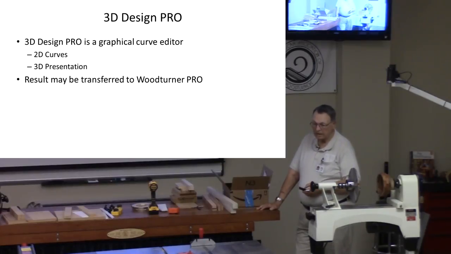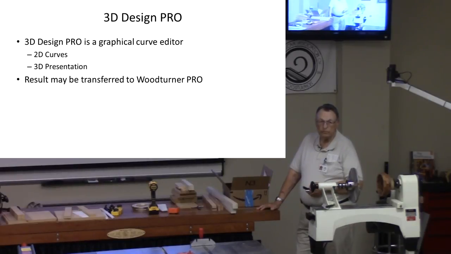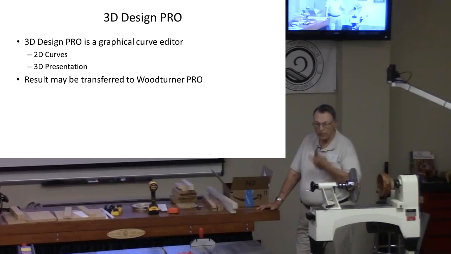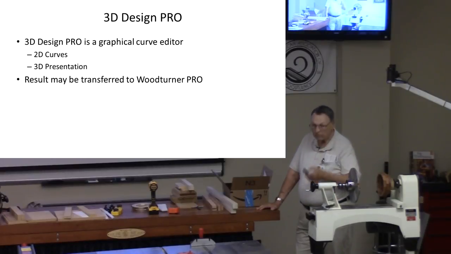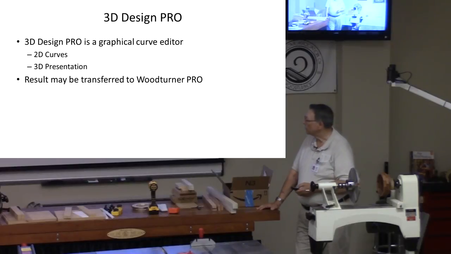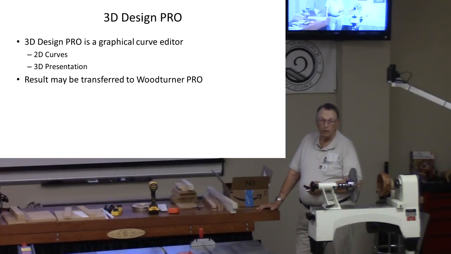3D Design Pro. Its main function is just to lay out the profile of a bowl. You can design your own. It gives you the capability of starting off with a blank page and design whatever profile you want. There are also a large number of profiles available that you can use either as they are or modify them. The result of your construction can be transferred to a program called Wood Turner Pro. And Wood Turner Pro will tell you how to cut segments, how to build a bowl.